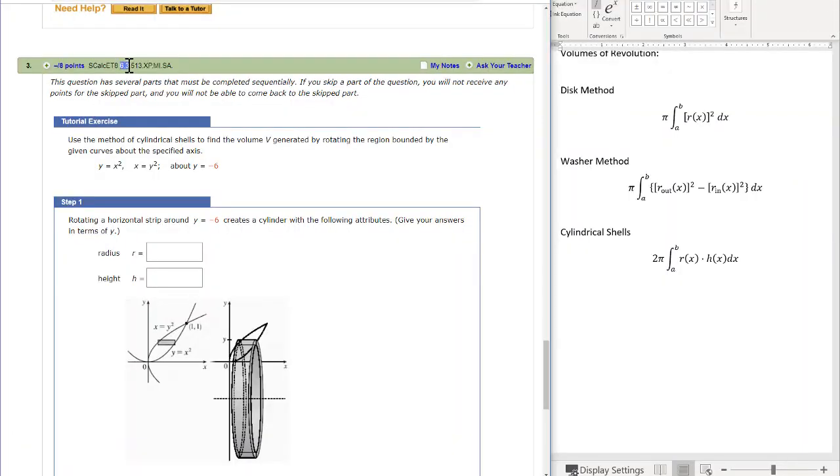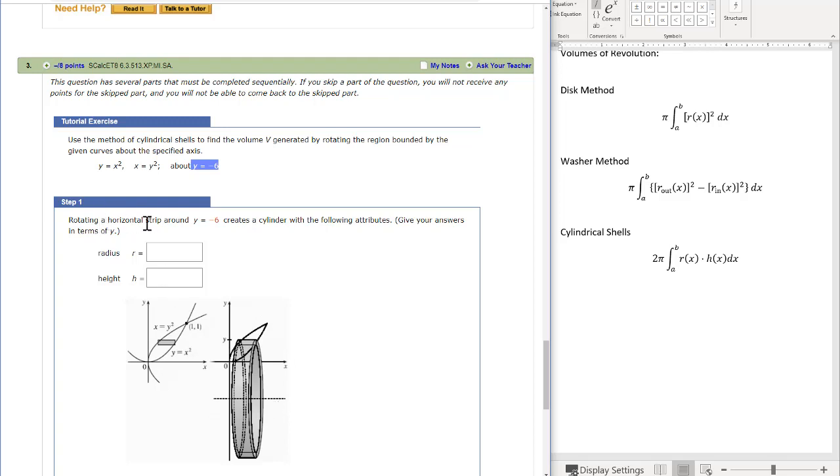This is a lab problem from section 1.6, number 3. Use shells to find the volume bounded by these curves and the specified axis. So we got y is equal to x squared and x is equal to y squared. So that's a parabola and a square root function that intersect at (0, 0) and at (1, 1). We want to rotate this about the horizontal line y is equal to negative 6. So we got y is equal to negative 6 down here.